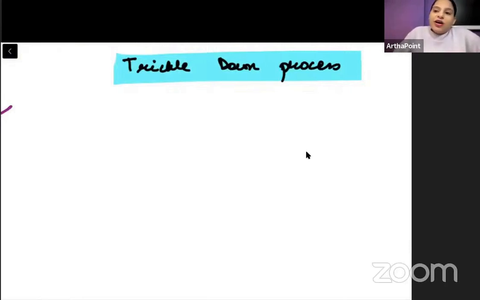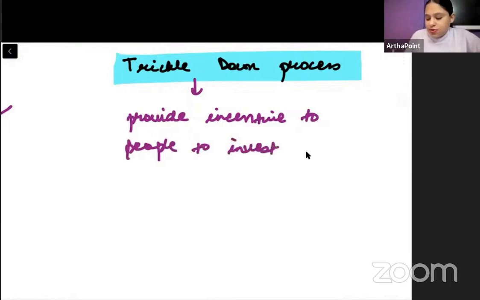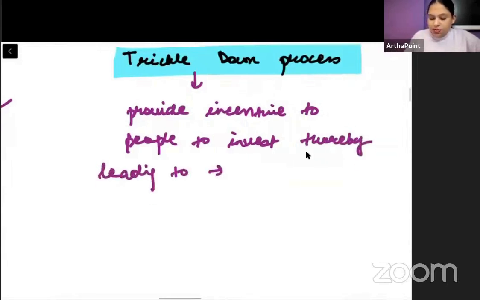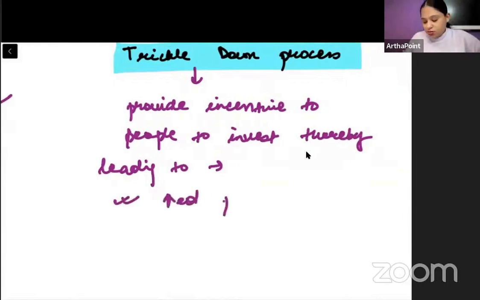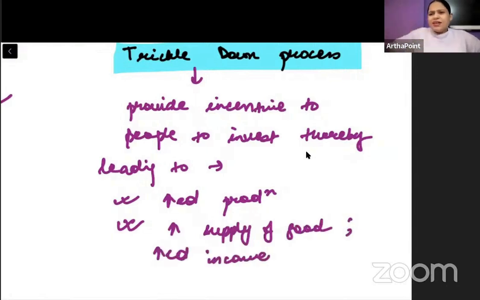Trickle down process का word का क्या मतलब है? What does trickling down mean? It means we want to provide, you can write this down, we want to provide incentive to people to invest, thereby leading to first increased production, increased supply of goods, increased income. Okay, and you can also say here decline in price level if required.